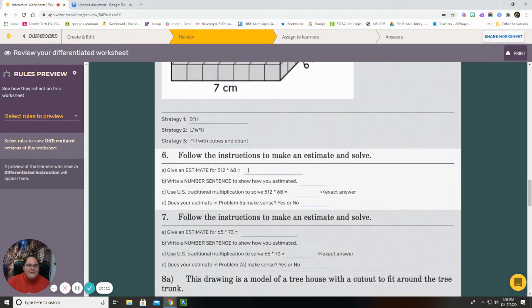All right, follow the instructions, make an estimate and solve. So an estimate for 512 times 68. You know I like it simple, so I'm going to do 500 times 70. 5 times 7 is 35, and I have 3 zeros. My estimate should be about 35,000. Write the number sentences to show how you estimated. I did 500 times 70 equals, again, 7 times 5 is 35, and there are 3 zeros.